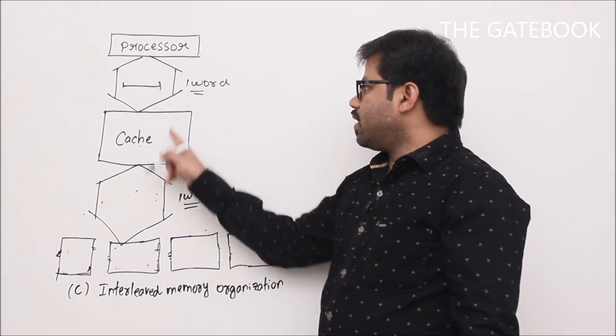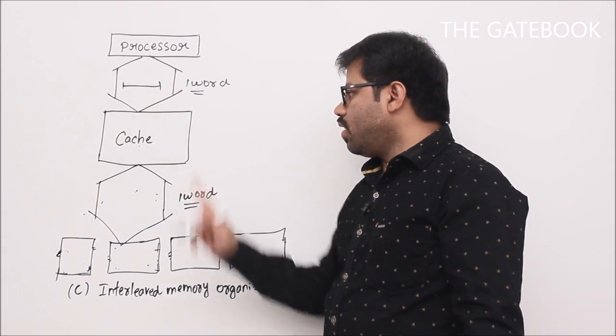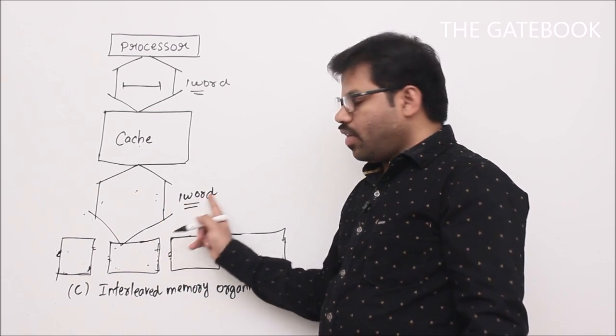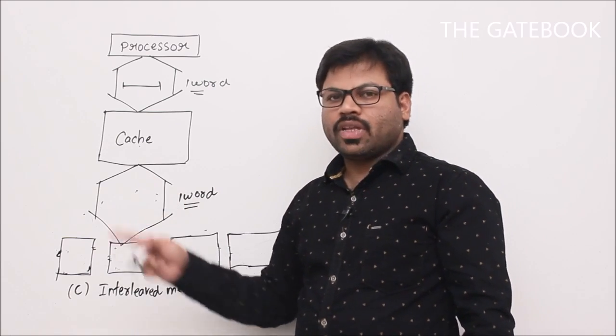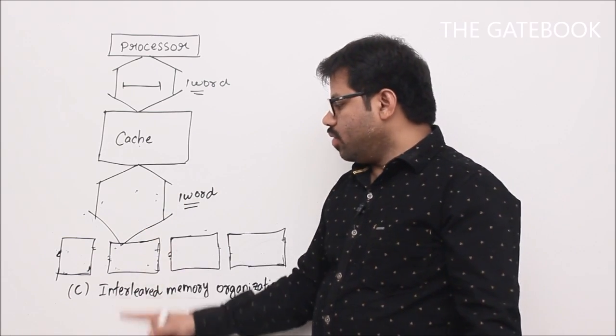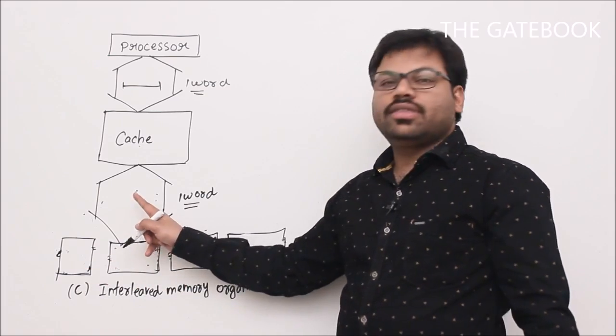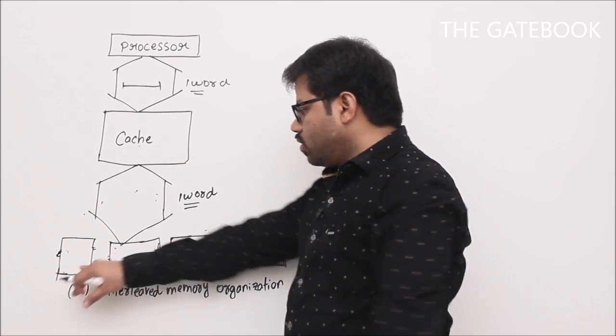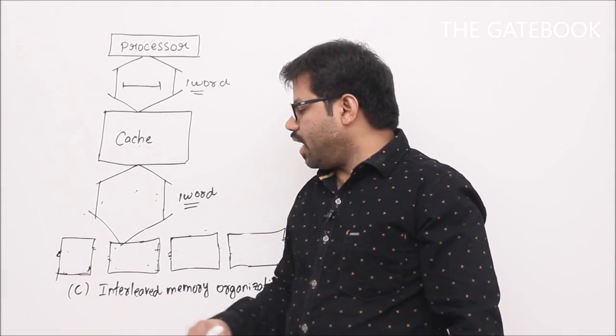So processor to cache, let's say the bus width is 1 word. Cache to each and every bank, the bus width is only 1 word. We have only 1 bus, and at any time, one of the banks can utilize this bus. Understand? Now we have some extra circuitry, so because of that, it will be achieved.